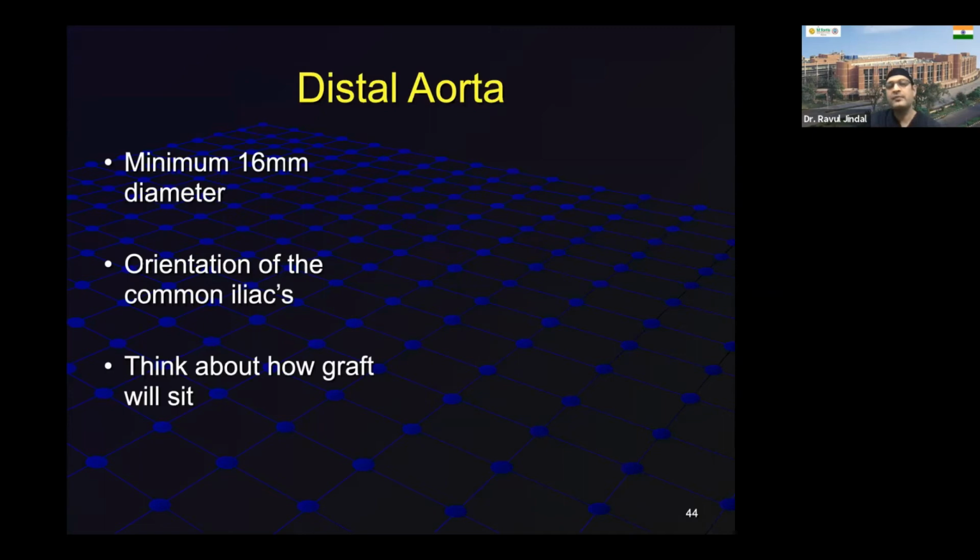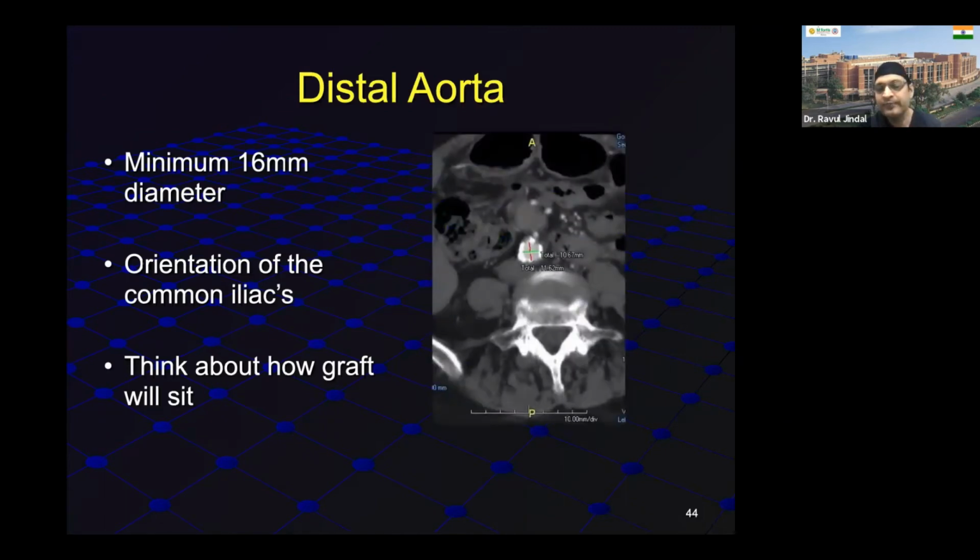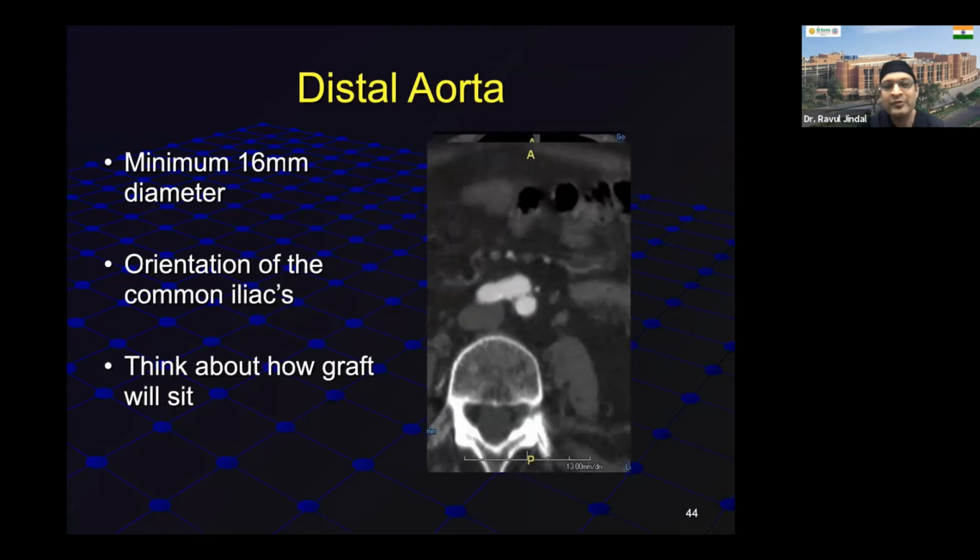Now, the minimum diameter we require is around 18 to 19 millimeter, because the device's diameter we have is around 12. And if you look into two devices, the two limbs which are going to go through that will be somewhere around 22 to 24. So that's why we must have at least this diameter of distal aorta. Then also you should look into the orientation of the common iliacs and think about how the graft will sit down. Also look into the calcification, how big the calcification is.